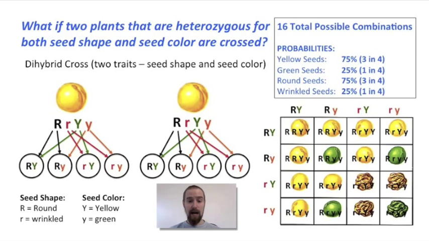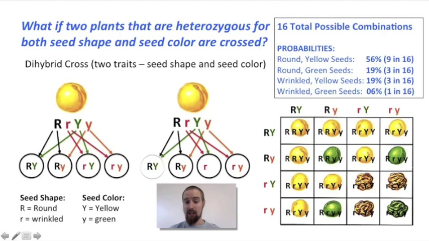Of these 16 possible combinations, 75% of these, or 3 in 4, will result in offspring that also grow yellow seeds, while only 25%, or 1 in 4, will result in green seeds. Likewise, 75% of these combinations will result in round seeds, while only 25% will result in wrinkled seeds. Those numbers, 75% to 25%, or 3 to 1, are the same as we found when we were dealing with only one trait. But so far in this example, we're still really only dealing with one trait at a time.